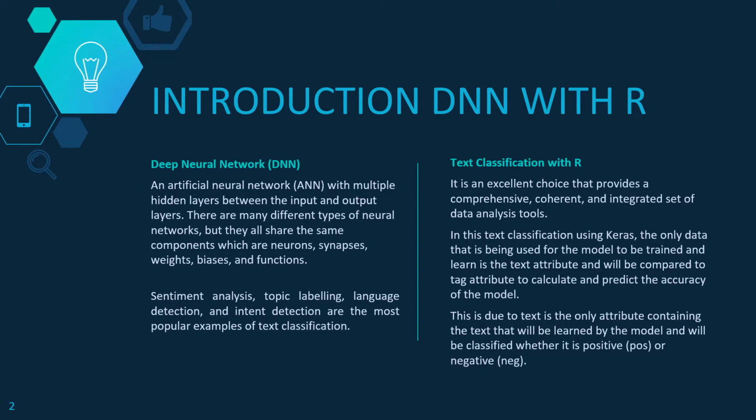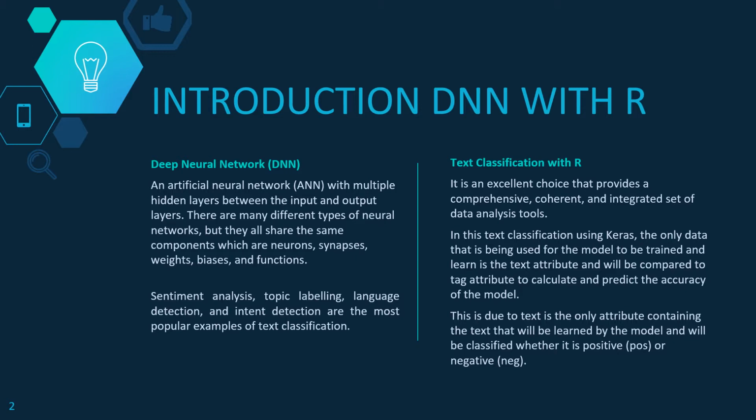Sentiment analysis, topic labeling, language detection, and intention detection are the most popular examples of text classification. Text classification with R is an excellent choice that provides a comprehensive, coherent, and integrated set of data analysis tools.